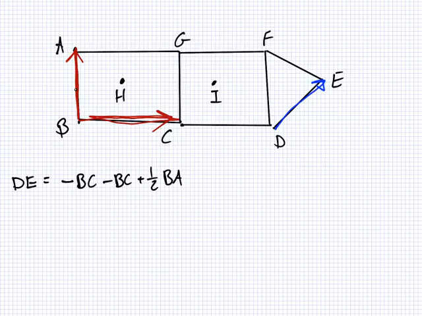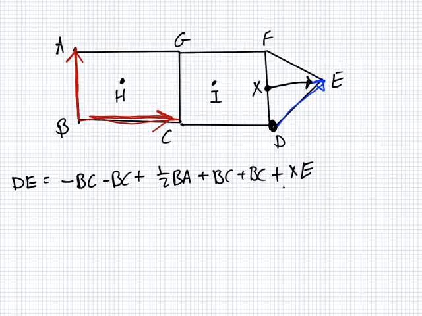How? What do you mean how? How did you do it? I'm going. Start here. But you want to go left. You want DE. I know, I'm getting there. Minus BC minus BC plus a half BA plus BC plus BC plus, let me just call that one XE. I just went this way, around like that.